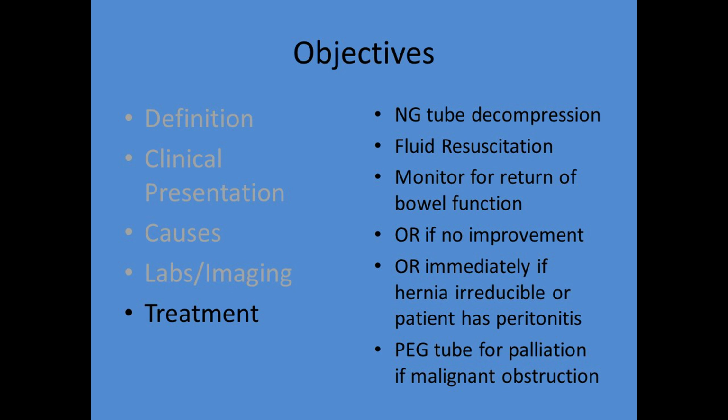And in the setting of carcinomatosis and malignant obstruction that cannot be resected, you can consider placing a percutaneous gastrostomy tube to decompress the patient for a long period of time without a nasogastric tube.